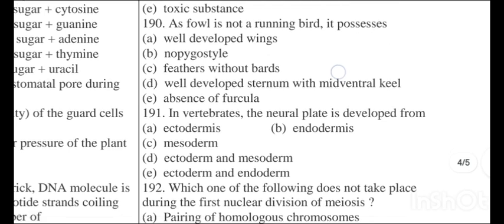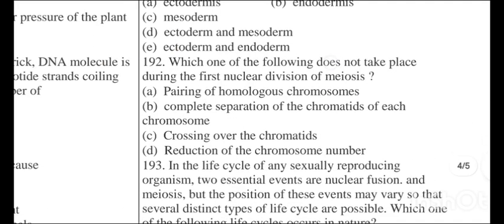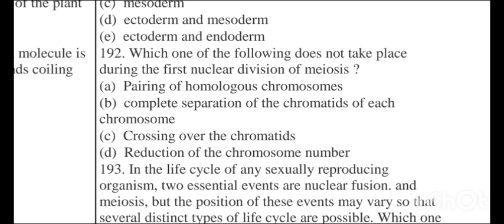Next question. In vertebrates, neural plate is developed from. So the right answer is ectoderm. Next question. Which one of the following does not take place during first nuclear division of meiosis? So the correct answer is complete separation of chromatids of each chromosome.